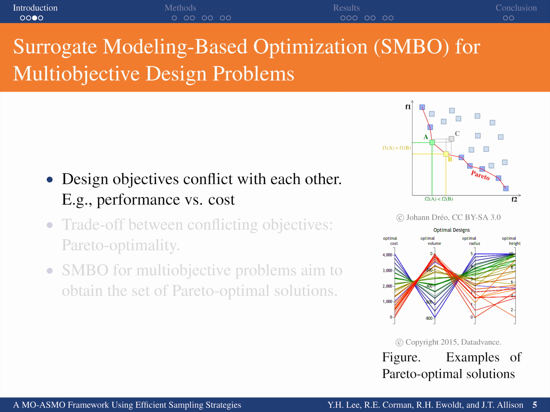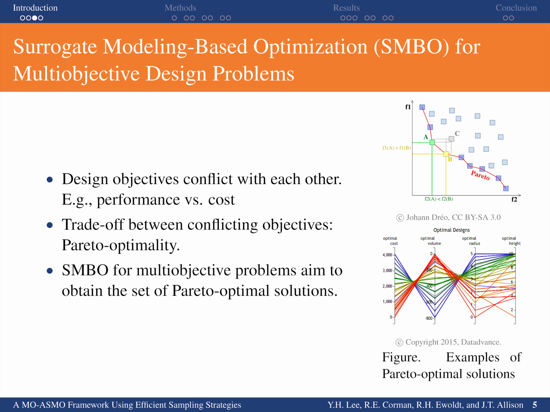Practical engineering design problems often have multiple design objectives, and some objectives conflict with each other. For example, we can think of performance and cost. Therefore, the decision problem involves a trade-off between conflicting objectives, which eventually generates a set of Pareto optimal solutions rather than converging into a single solution. So, the surrogate models for multi-objective problems need to obtain a set of Pareto optimal solutions.